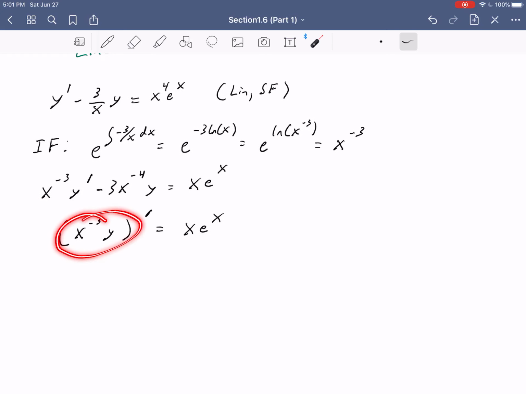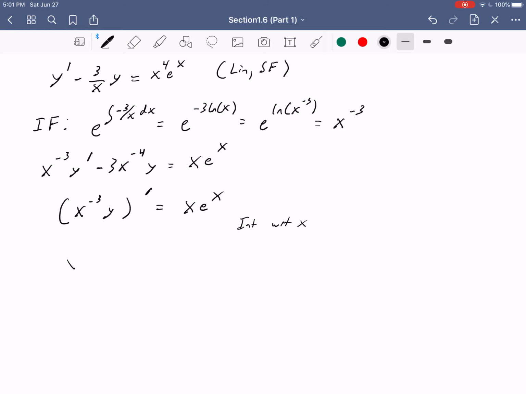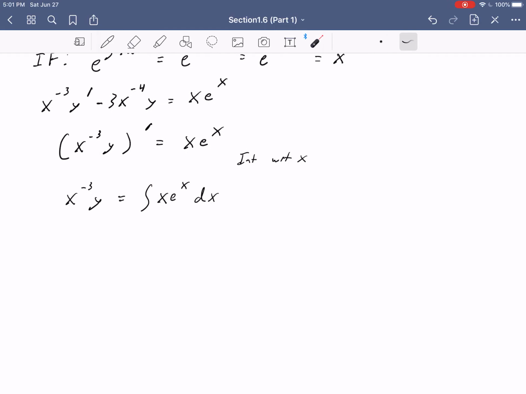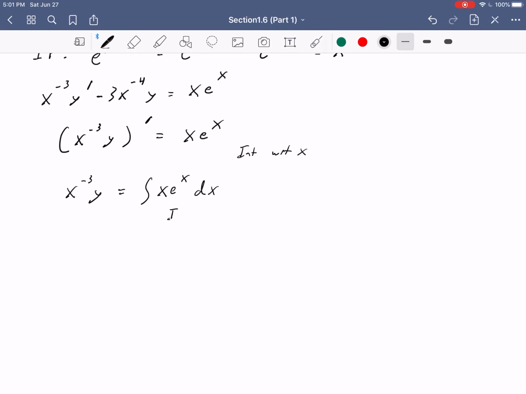Now, this is a derivative with respect to x. This is a function of x, so we integrate both sides with respect to x. We get x to the minus 3 y is the integral of x e to the x dx. This right-hand side is an integration by parts. So let's just remind ourselves how to do that. We can let u be equal to x, dv be e to the x dx.